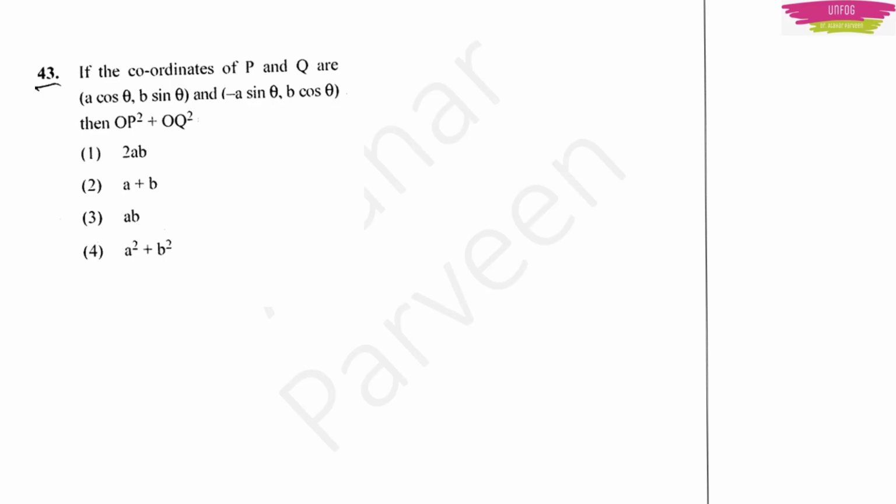Next question. If the coordinates of P and Q are A cos theta, B sin theta, and minus A sin theta, B cos theta, then OP square plus OQ square is.